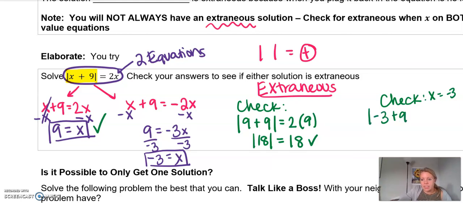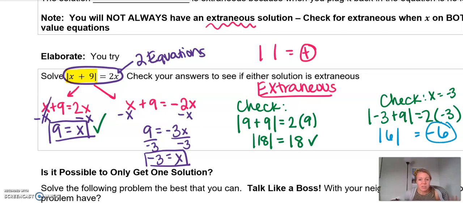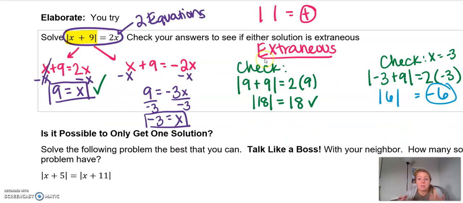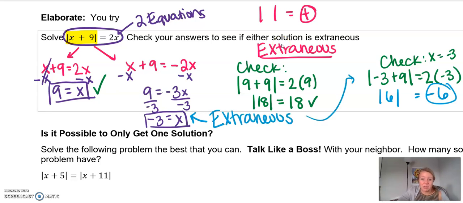So I get the absolute value of negative 3 plus 9 equals 2 times negative 3. I notice here that the right side is going to equal negative 6. Regardless of what I have in here, which is still just 6, I can't have an absolute value equal to a negative. We said absolute value is always equal to a positive. So even though I did all the work right, this is extraneous because when I plugged it back in to check, I got it equal to a negative. Whenever you have an x on both sides, be extra careful and double check your answers to make sure that the right side is equal to a positive.